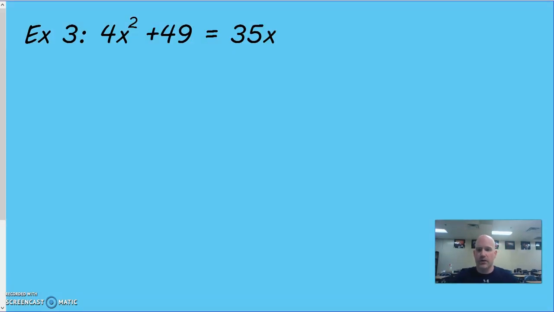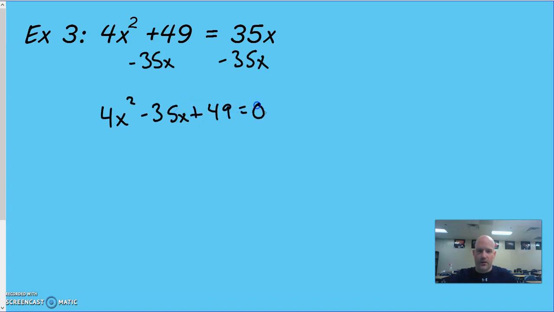All right, so let's go through and take a look at one more solving by factoring. Okay, so this one, we've got ourselves a 4x squared plus 49 equals 35x. I'm trying to solve this. The giveaway is there's an equal sign here, okay, but it's not equal to 0. So I need to go and subtract 35x from each side. Okay, I don't have an x term, a linear term on the left-hand side, so this is now going to be expressed as a trinomial. So I've got 4x squared minus 35x plus 49, and that equals 0.